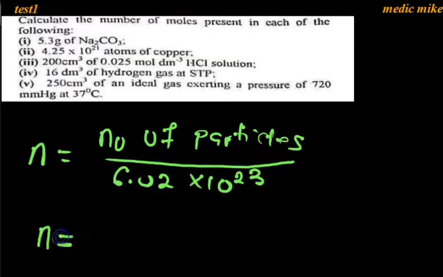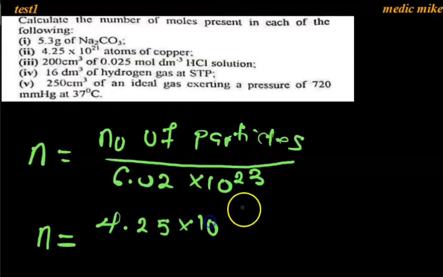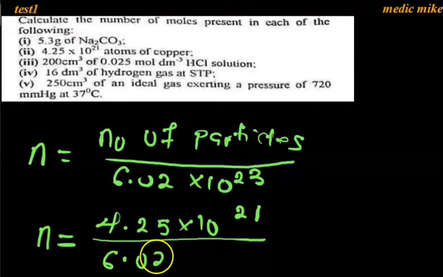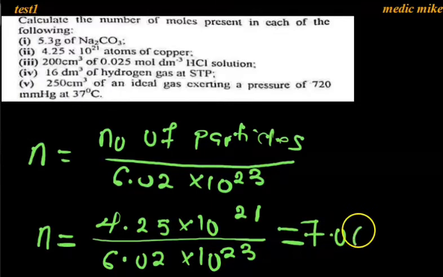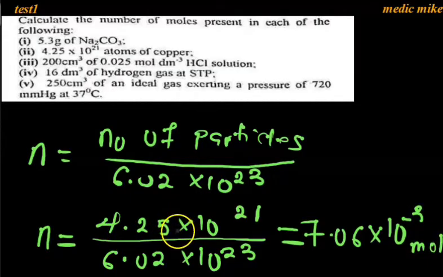Okay, if you have tried, let's do it together. This will be 4.25 times 10 raised to the power of 21 over 6.02 times 10 raised to the power of 23, and this will give us 7.06 times 10 raised to the power of minus 3 mole. Now this is the number of moles we have in 4.25 times 10 raised to the power 21 atoms of copper.